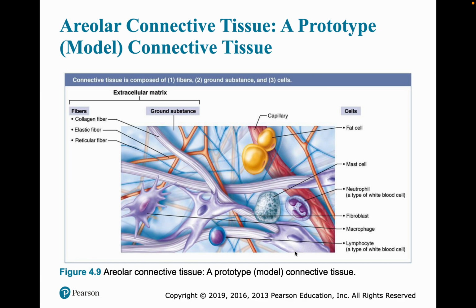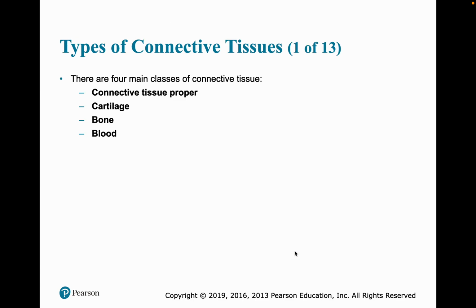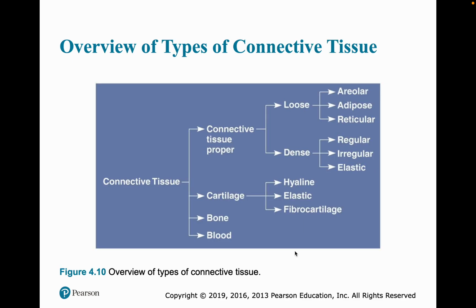So here's an artist's rendering of what a typical piece of areolar connective tissue may look like. It's a prototype. If we look at the connective tissue, there are four main types of connective tissue. Again, connective tissue proper, cartilage, bone, and blood.